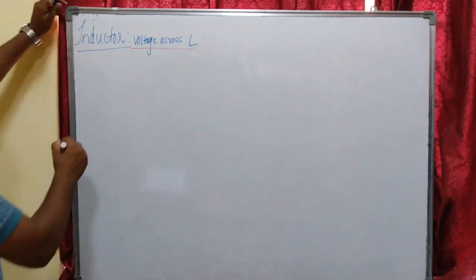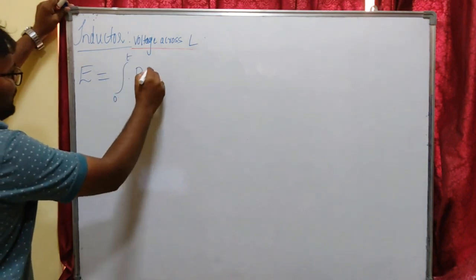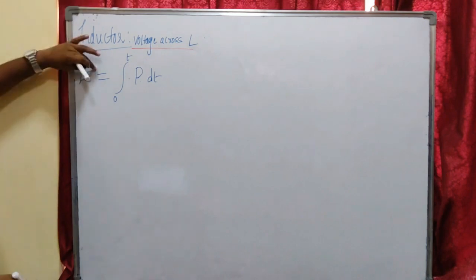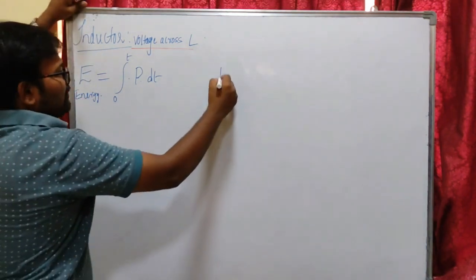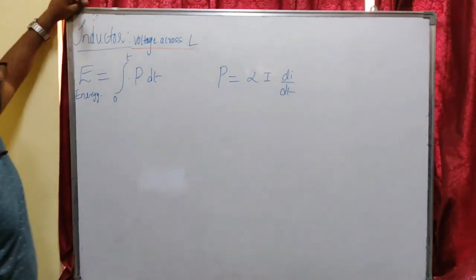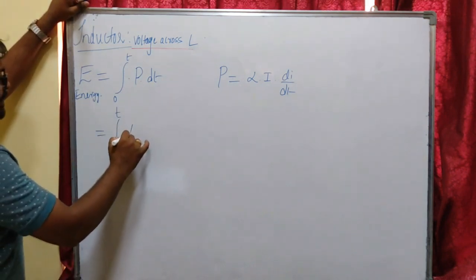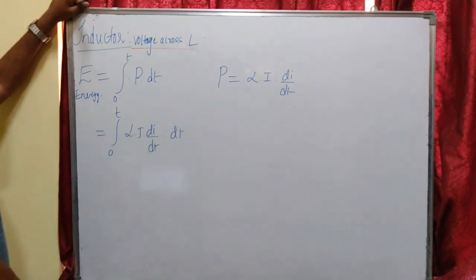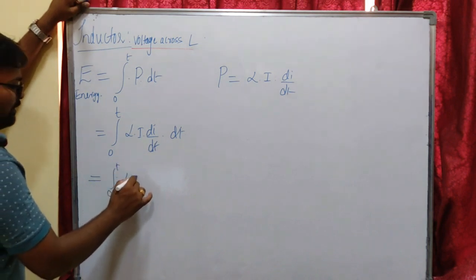We know that energy is the integral from 0 to t of p dt. Over a time period, the amount of power absorbed by the element is the energy. What is p here? From the previous derivation, it is L into I into di by dt. Let us substitute the value of p: the integral from 0 to t of L I di by dt dt. This dt will get cancelled, so we are left with integration with respect to current I.